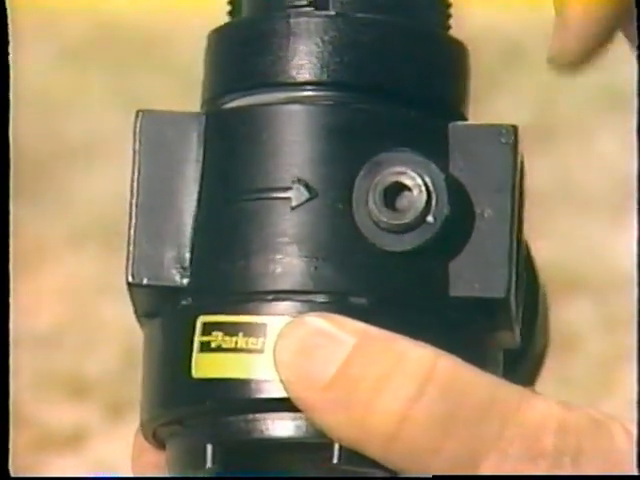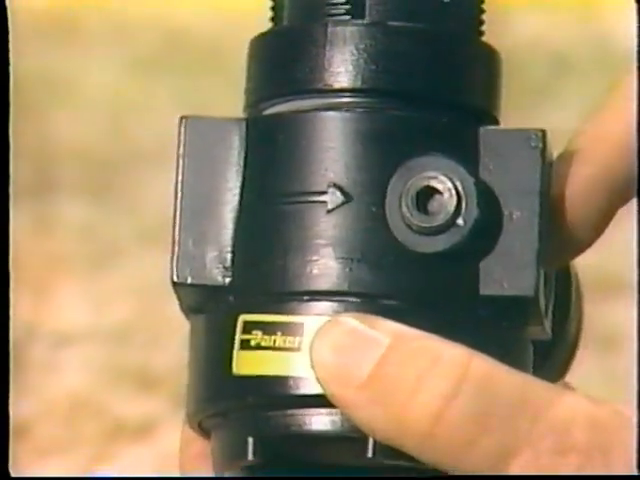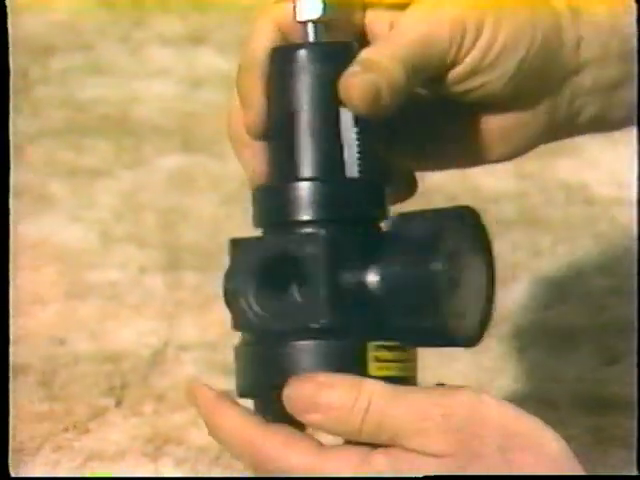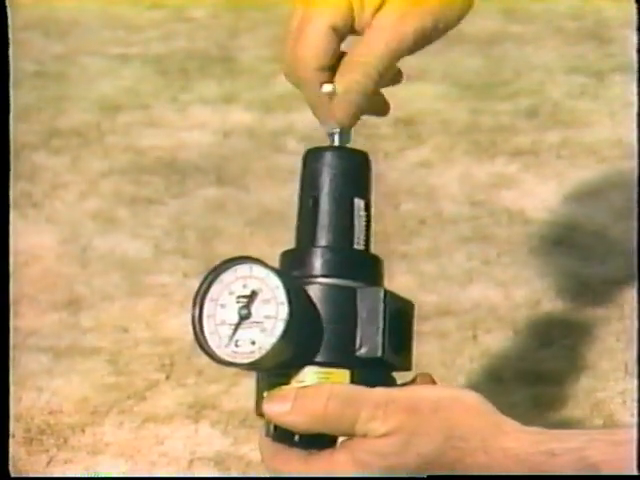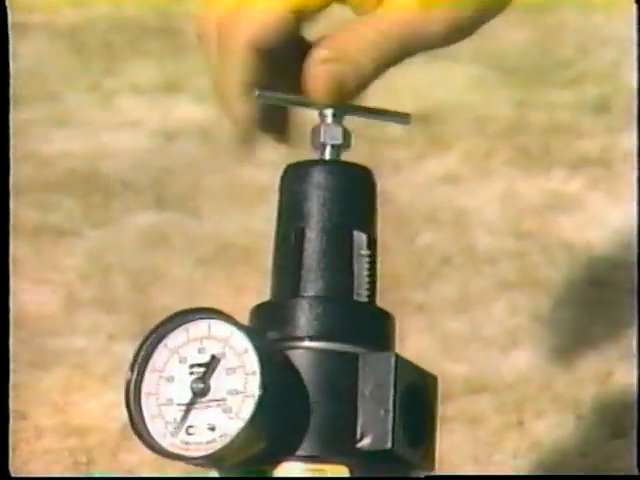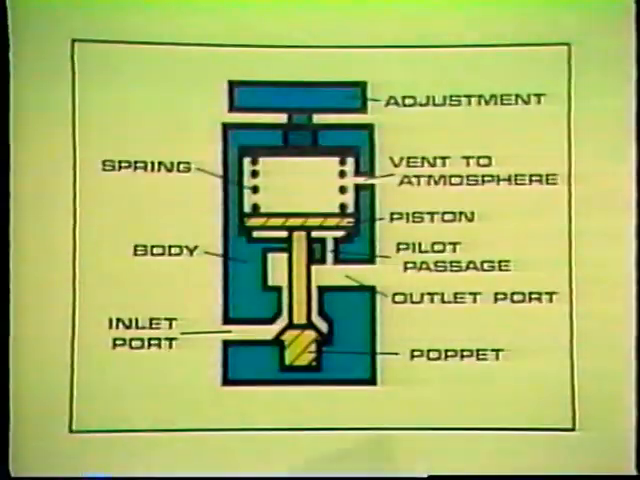You'll hear the inlet referred to as the primary side and the output as the secondary side. This is the adjustment screw. It is set manually by turning it to obtain the desired output pressure. It will be easier to explain how a pressure regulator works if we use a drawing that shows the internal parts and how they move.